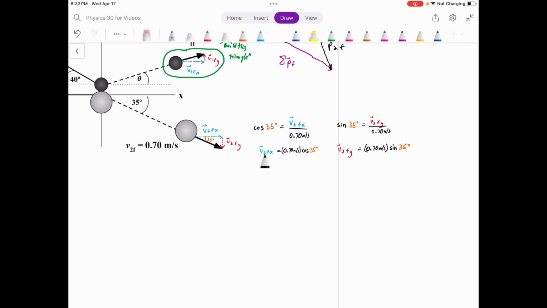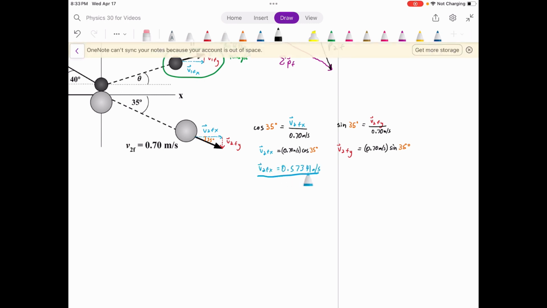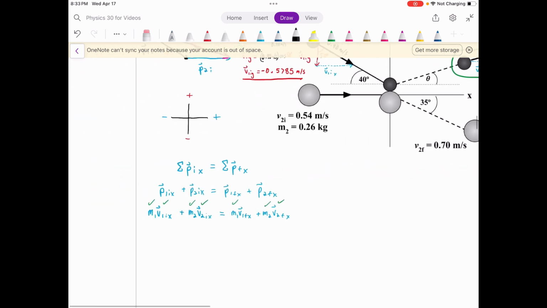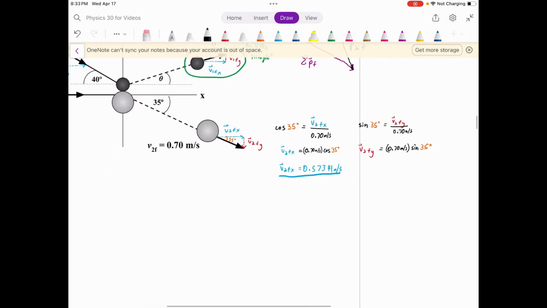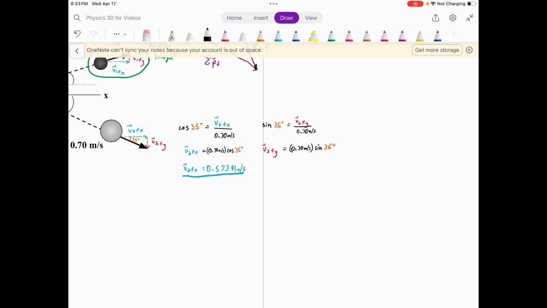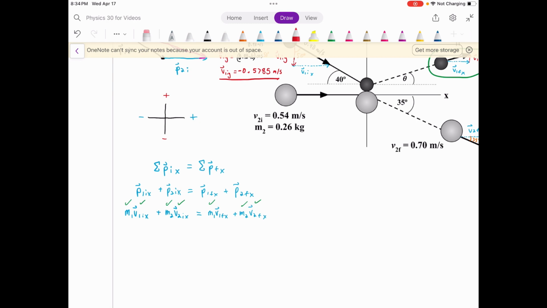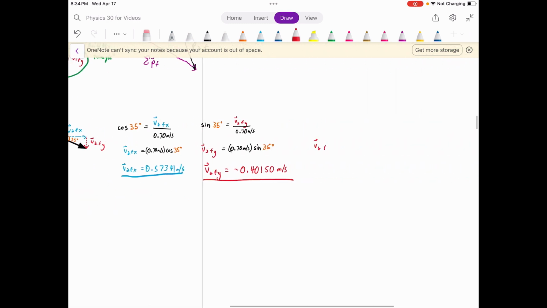Now if I go ahead and calculate this, 0.7 times the cos of 35, I get 0.57341 meters per second, right? At an angle of 0 degrees straight to the x-axis, okay? So we'll make that positive again because that's what we defined as our positive x direction. And then for the y-axis, I got 0.40150 meters per second. Again, I'm going to throw that negative in there because that's what we're calling the negative y direction, right? We also could have just said V2Fy is 0.40150 meters per second at 270 degrees, because again, that's straight down.